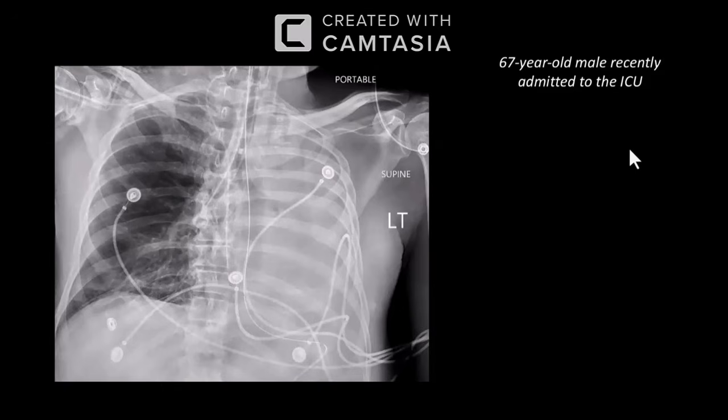So the given history is of a 67-year-old male recently admitted to the ICU. I have been presented with a frontal chest radiograph of a 67-year-old patient who has been admitted in the ICU. I can see a few lines and tubes and multiple ECG leads, suggesting the patient is critical. The nasogastric tube is noted in place with its distal tip below the level of the diaphragm. However, I cannot appreciate its exact tip location. The endotracheal tube is noted within the airway. However, its distal tip is well below the level of the carina.